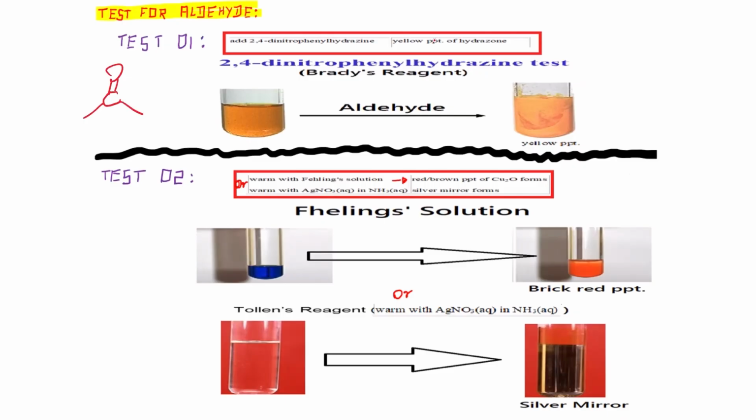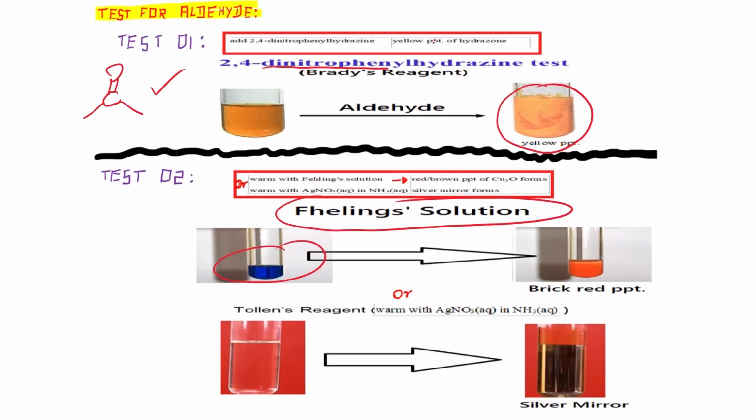First check whether it has this carbonyl carbon. You add 2,4-DNP or Brady's reagent. If you get a yellow precipitate, it confirms it's either an aldehyde or a ketone. Then the second test is to add something which distinguishes an aldehyde from a ketone, any oxidizing agent. I'll add Fehling's solution. The observation: blue color will turn to a brick red or red precipitate. And if we add Tollens' reagent, which is a colorless solution, you will get a silver mirror. One of them is fine.